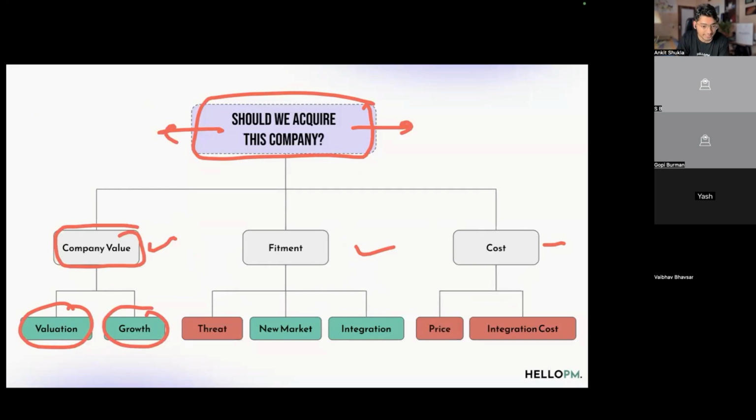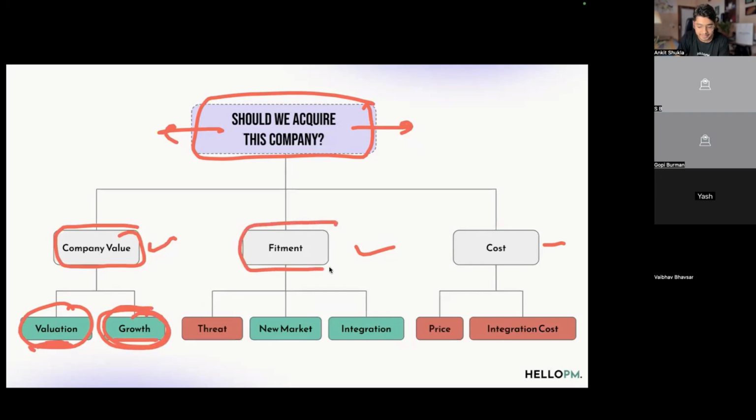When Instagram was acquired by Facebook, it did not have a very good current valuation. It was a very tiny company with less than, let's say, 20, 30 people. WhatsApp was a company with maybe 80 people, but the pace at which it was growing was humongous. So valuation and growth both should be good and positive.